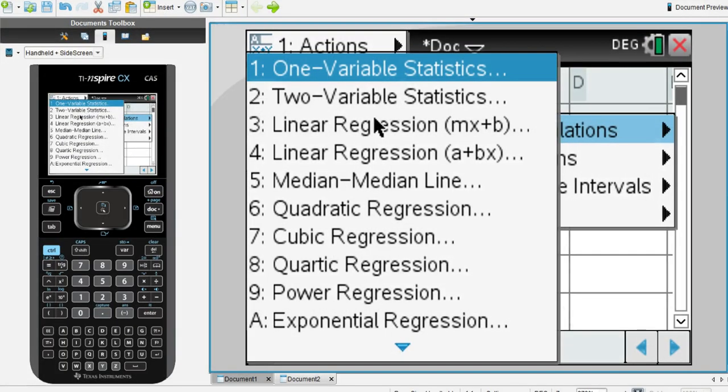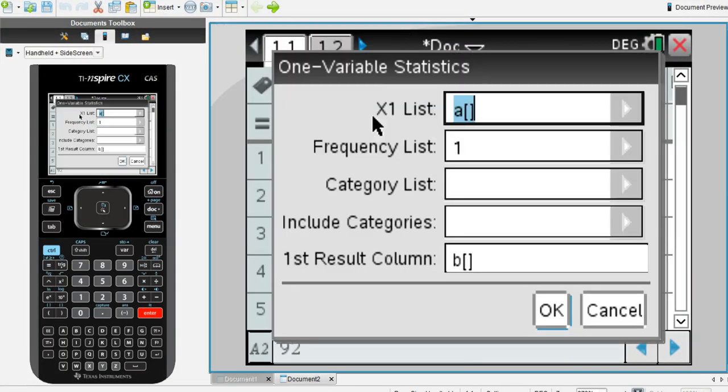So one variable statistics on one list. The data is in A. If it was in B, I'd need to change that to B, whatever it is. Don't mess with anything else. Put the results somewhere off. So since I have all my data in A, the results are in B.